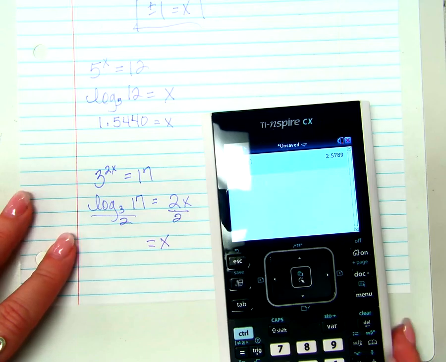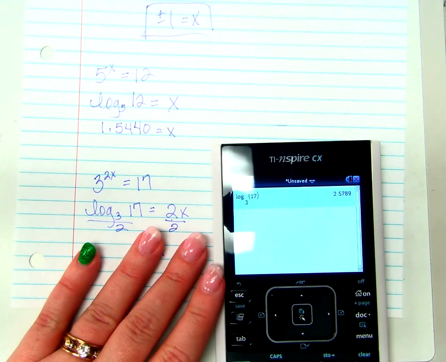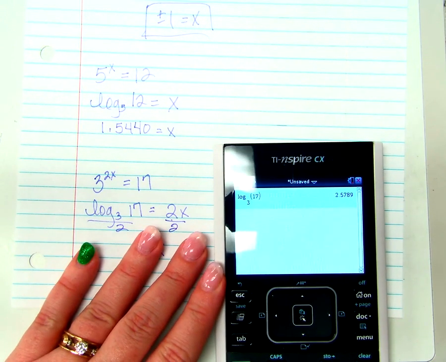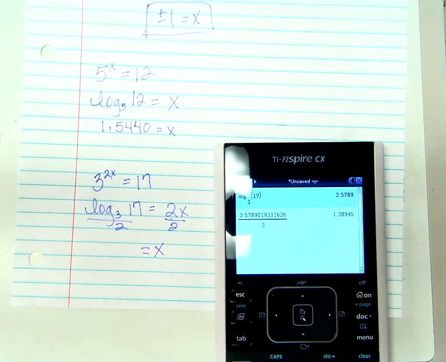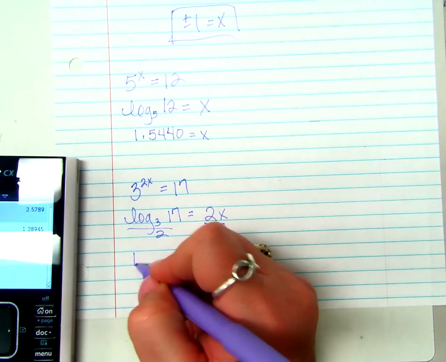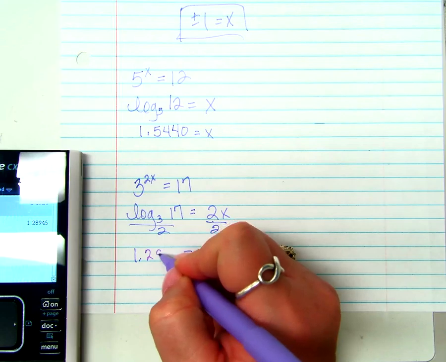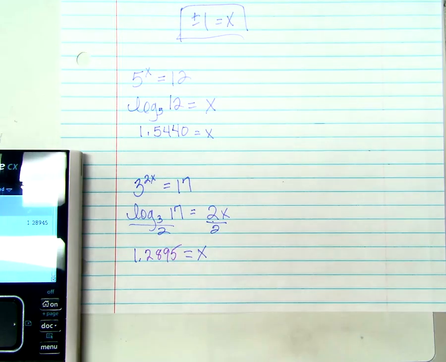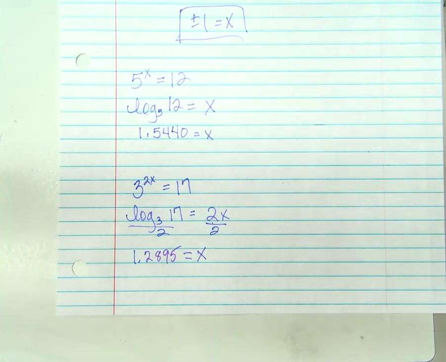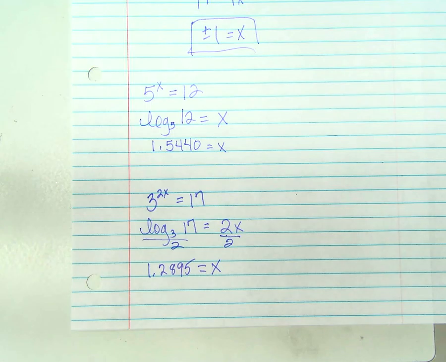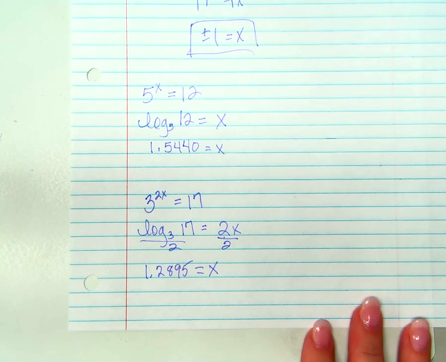I don't want any rounding errors. I could get rounding errors if I start rounding stuff and then dividing. So what should my answer be? 1.2895. Any questions about that? So those are all samples of problems that will show up on your homework tonight. If you have any questions, please ask as we're working in class. Deal?